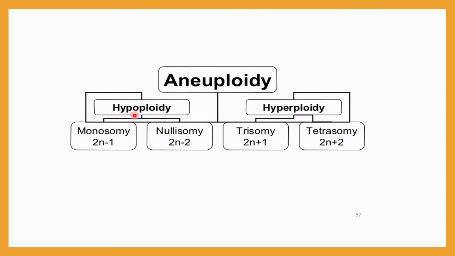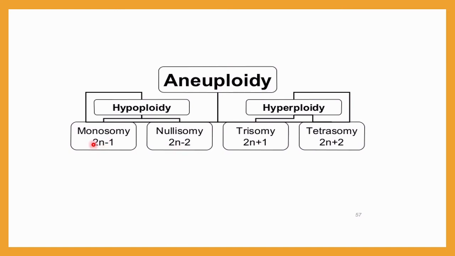Hypo means less. Here a lesser number of chromosomes will be there. Aneuploidy indicates a less or higher number of chromosomes in any pair of chromosomes. If a lower number of chromosomes, it is hypoploidy. If a higher number of chromosomes, it is hyperploidy. Hyper means one more or two more extra. Hypoploidy indicates, out of 46, one less, so it becomes 45. Or out of 46, it becomes 44, because we minus 2.